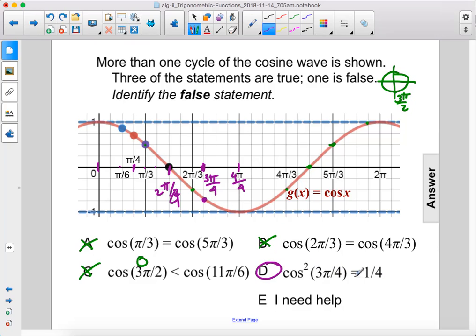This would only be true if the cosine value of 3 pi over 4 was negative 1/2, which it is at 2 pi over 3. However, at 3 pi over 4, it is a smaller number than negative 1/2. Therefore, this is not true. The answer here is D.